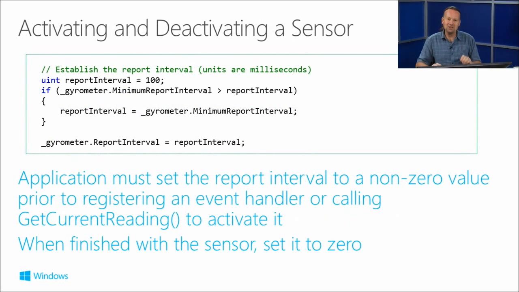Then they actually get turned on and turned off automatically when you start using them. So when you hook up a ReadingChanged event or you do a direct reading of the device, that will power it up and activate it, and you'll get the information you want out of it. You need to set the report interval to a non-zero value prior to registering an event handler or calling GetCurrentReading, and that is the trigger that will actually activate the particular hardware.